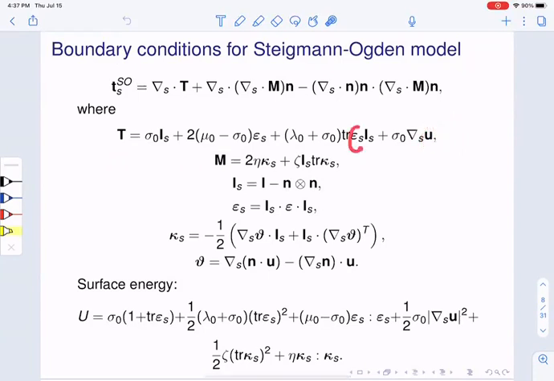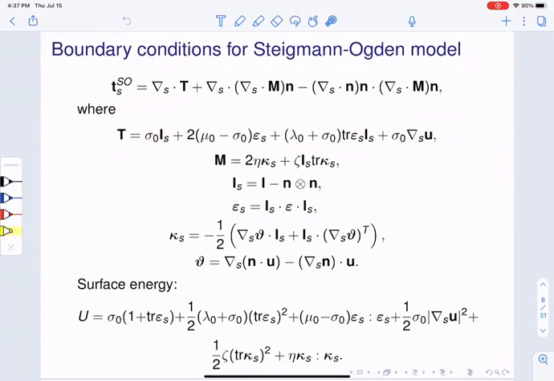Epsilon S is a surface strain tensor given by this. So it is the projection of the strain tensor onto the surface, essentially. Sigma 0, mu 0, and lambda 0 are the model parameters. So they essentially give the resistance of the surface to stretch and other actions. Now, if we just take this condition, then that will give us the Gurtin-Murdoch model.